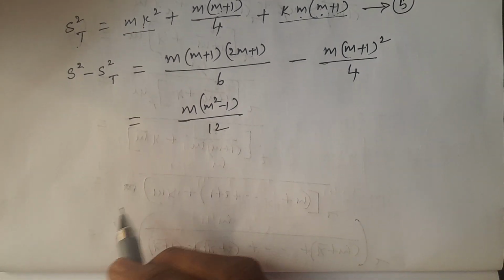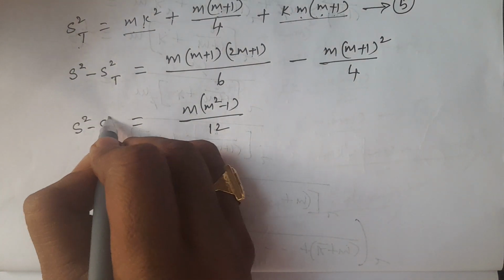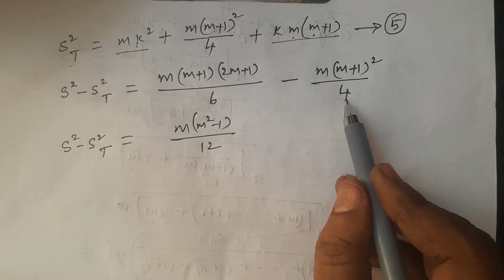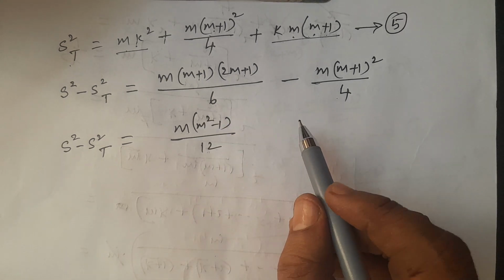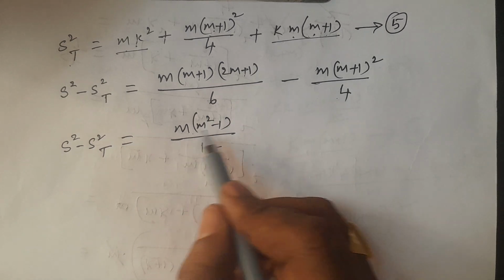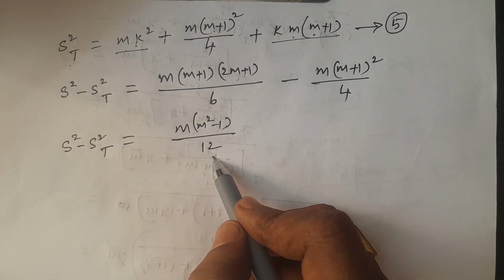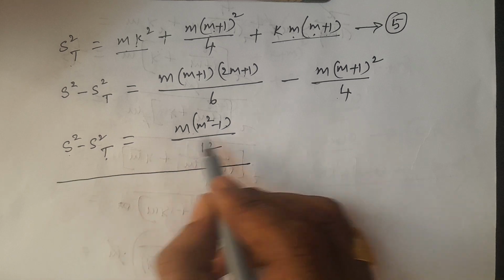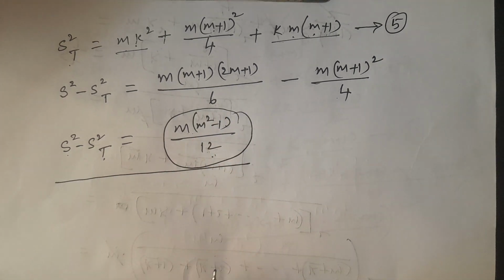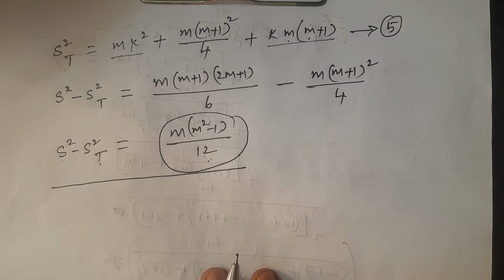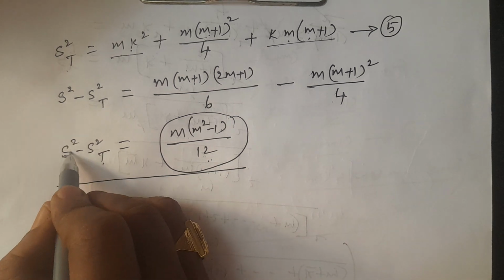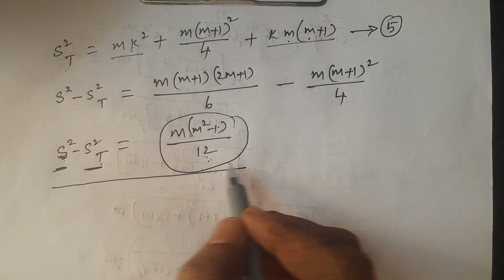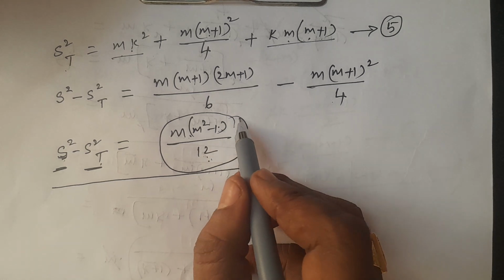It is getting lengthy, so I am not solving this fully. If you solve this by taking the LCM of 6 and 4, which is 12, and simplify, you will get m into m square minus 1 by 12. So the difference between s square and s square t is m into m square minus 1 by 12. That is the change in the sum of the squares without ties, s square, and with ties, s square t. This is the quantity with positive sign.